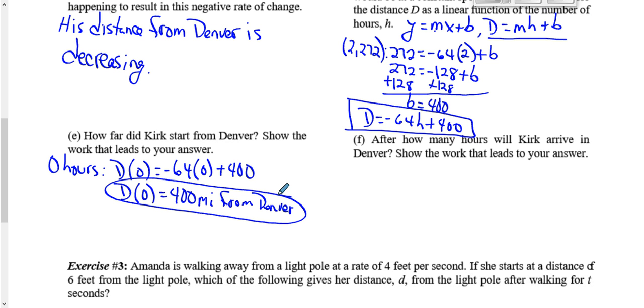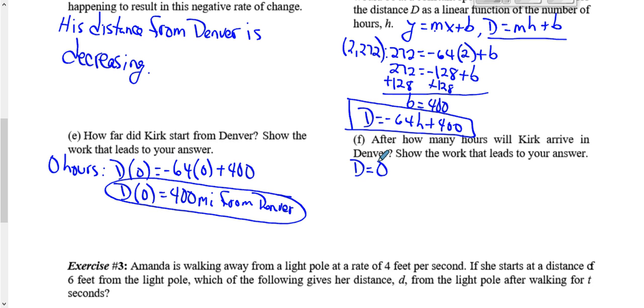All right, this part. For how many hours will Kirk arrive in Denver? So in other words, again, I'll ask you, when he arrives in Denver, what is his distance D? 0. So they're asking us basically, when do we get D equal to 0? So what do we do here? Do we have an equation with a D in it? Plug in. So we know that all this stuff is going to equal what?